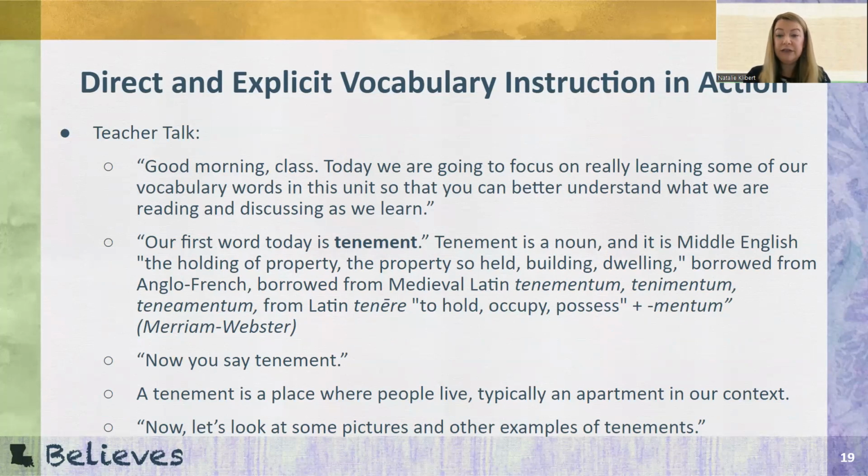Tenement is a noun and it is Middle English. It means the holding of property, the property so held, building, or dwelling. And it's borrowed from the Anglo-French. It's borrowed from medieval Latin, tenementum, and you can go through and read the rest of those, from Latin tenere, to hold, occupy, or possess. Okay, this comes from Merriam-Webster.